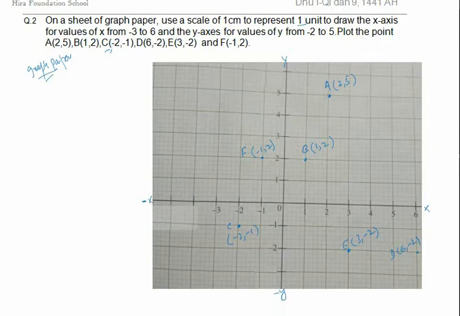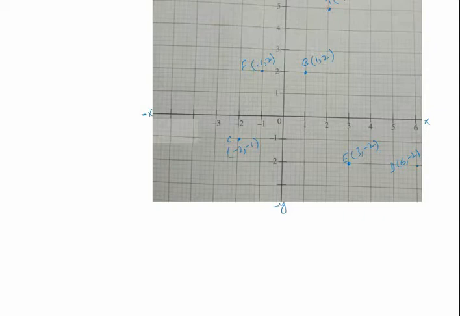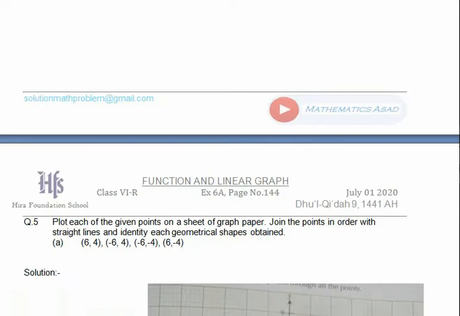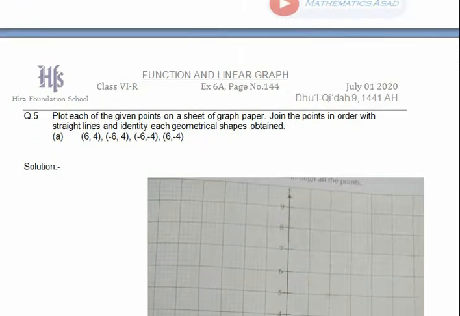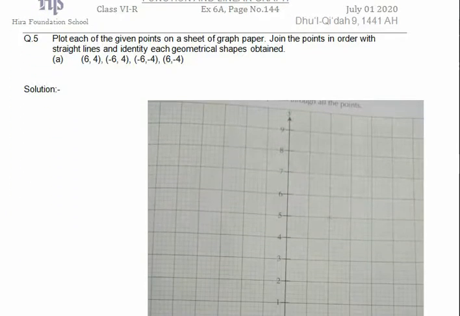Now move to the last question, question number 5 from your book, the same exercise. Here we have to plot each of the given points on a sheet of graph paper, join the points in order with straight lines and identify each geometrical shape obtained. There are a number of parts, A, B, C, D, E, F. I am going to do part A.